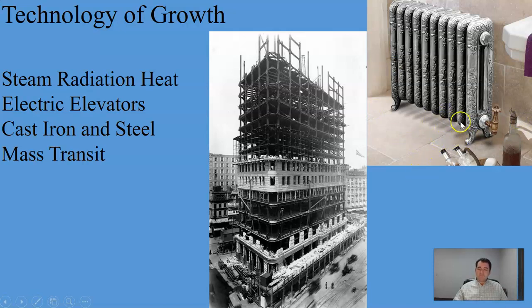But what this was doing, it was allowing a building, especially if you're building a tall building, you could have a sort of central boiler creating steam heat, and then that would travel up into the building, and then the various apartments or offices could have these radiators that had controls on them, and that would radiate heat into the room itself.